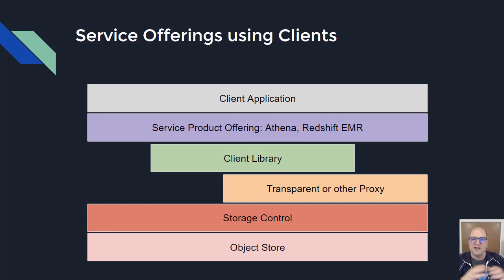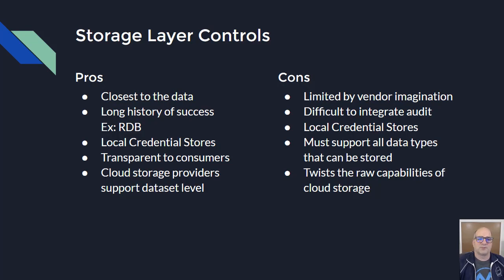If you were going to build your own library for your own custom app, you would end up having to pick one of these. But for the finer grained controls, the only options are client library and a transparent proxy. So what are the pros and cons of that?